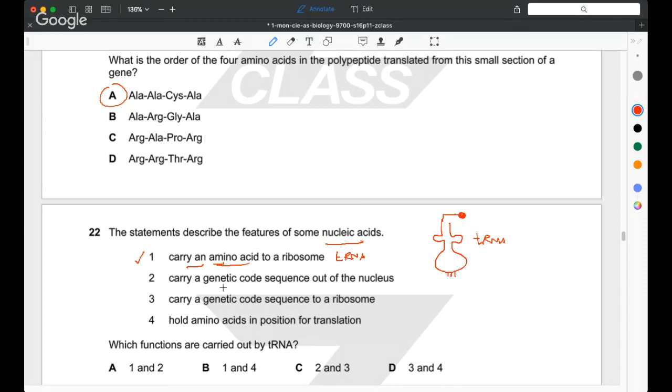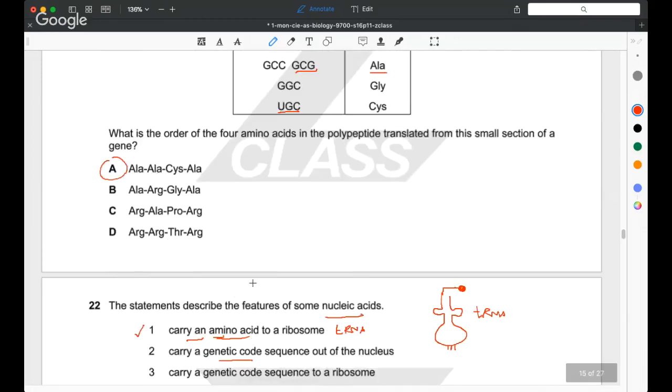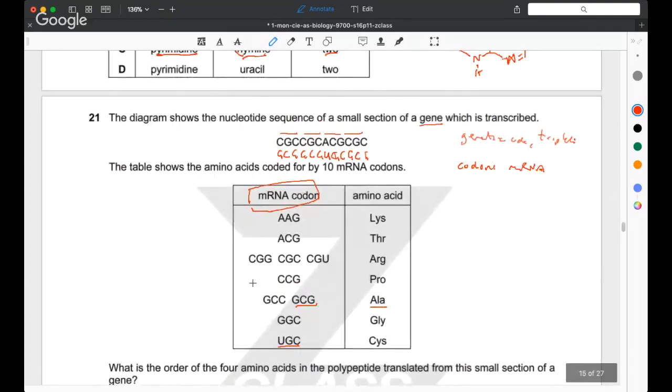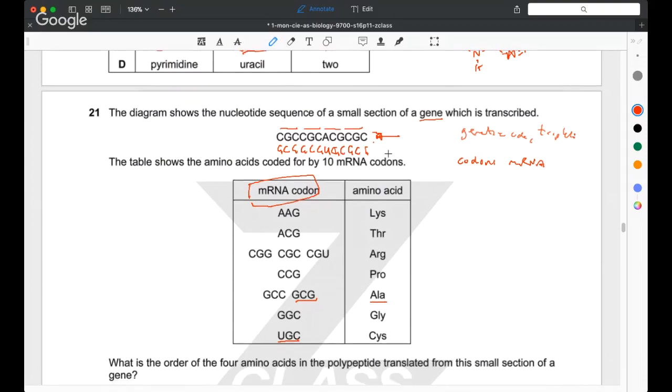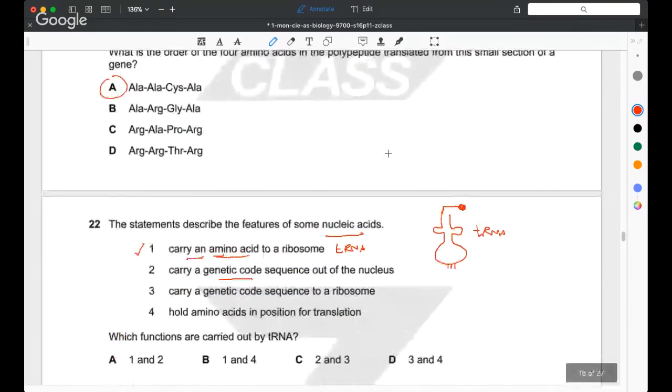Now, the genetic code, if we go back up here, the genetic code is in the gene inside the nucleus, isn't it? So the genetic code is there and it doesn't leave the nucleus. The thing that leaves the nucleus is the transcribed messenger RNA with its codons. That's what leaves the nucleus. So it's not true that the genetic code can leave the nucleus. Only the transcribed genetic code in the codons of the messenger RNA can leave the nucleus.